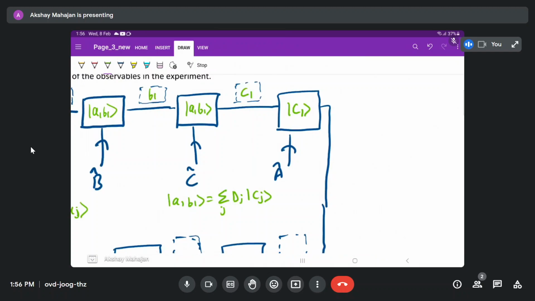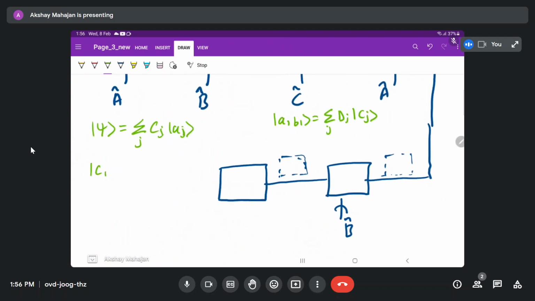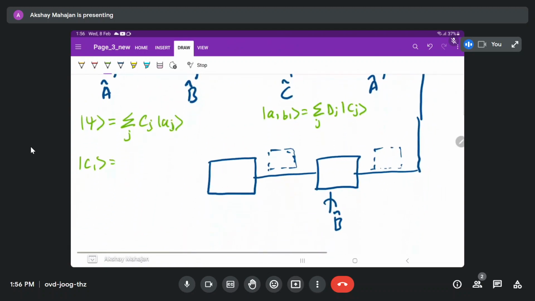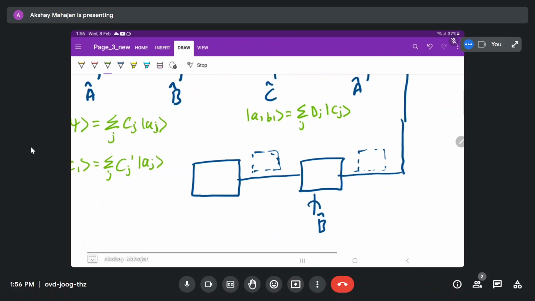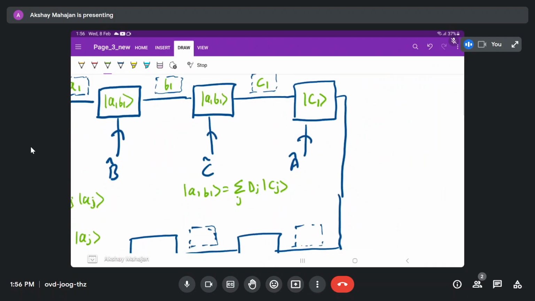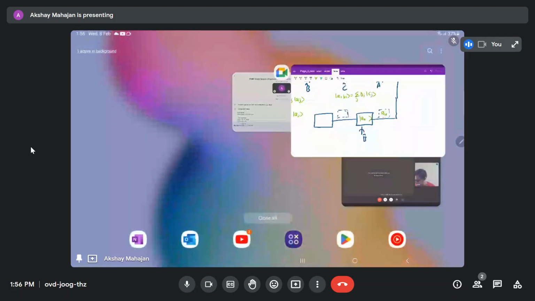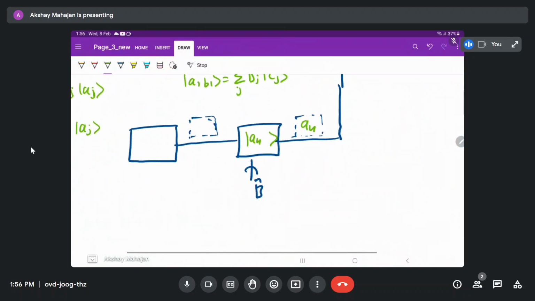Since operator A doesn't commute with operator C, I can again write this ket C1 as a sum of some c_j' times A_j's. So again our system will collapse to one of the eigenvectors, but it may or may not be A1. Let's say it collapses to some eigenvector A4, giving us the eigenvalue A4.